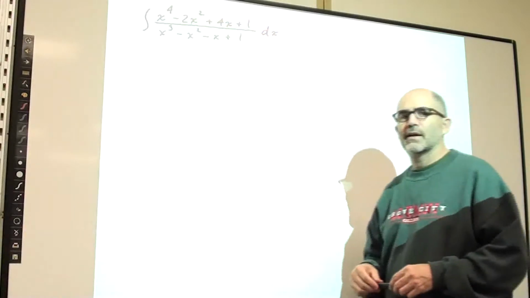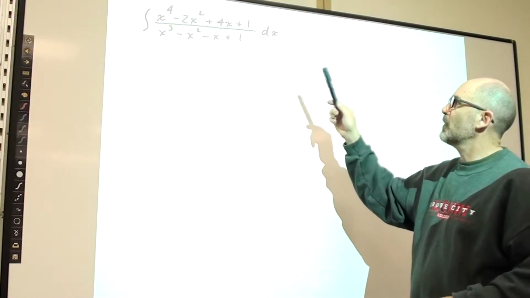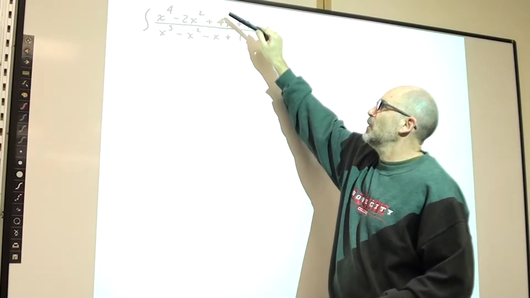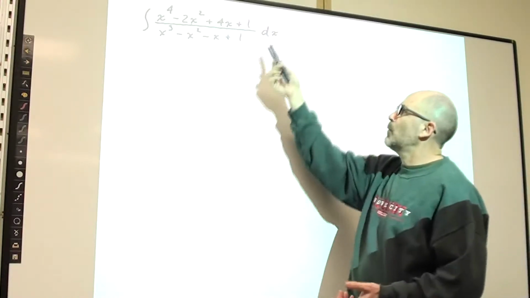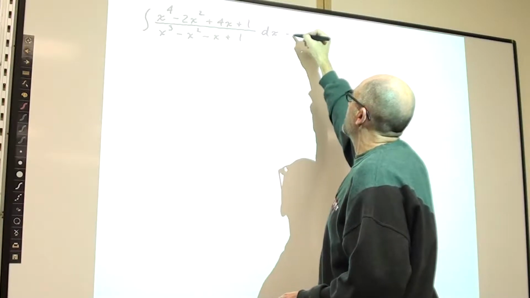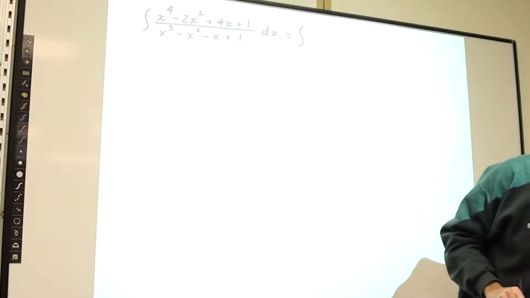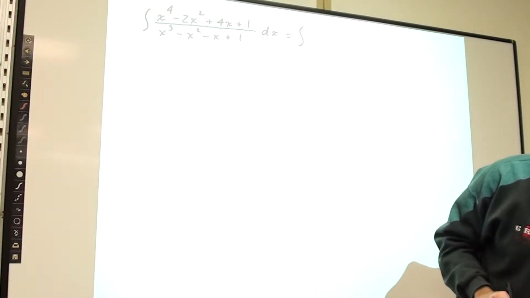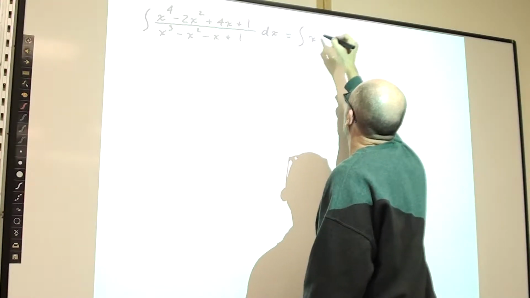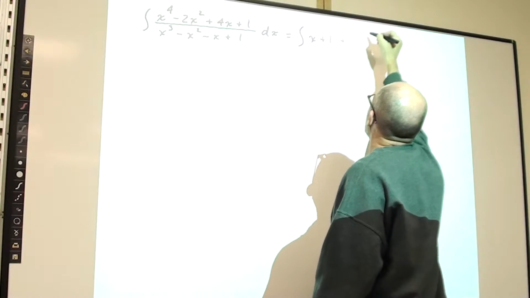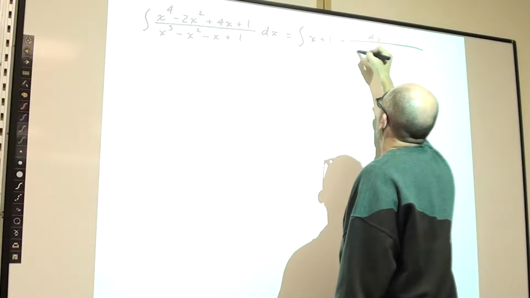Okay, this next one, we're cranking up the juice just a bit. So notice first thing we do, since the degree of the numerator is greater than the degree of the denominator, we do our polynomial division. And so we end up with this beast reduces down to x plus 1 plus 4x over that giant denominator.